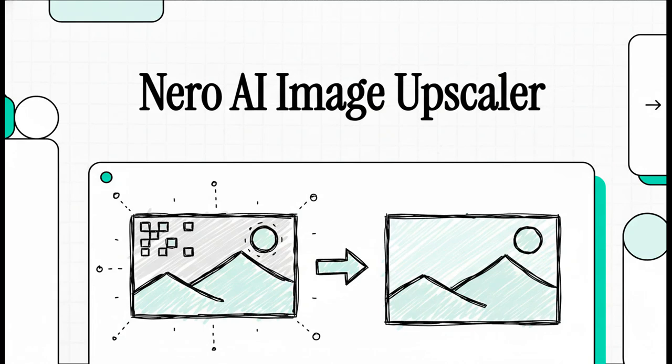All right, let's talk about something we've all run into. You find the absolute perfect image for something, but there's a catch. It's too small, or maybe it's just a blurry mess. Well, today, we're going to dig into a tool that claims it can fix that exact problem in just a few seconds. We're talking about the Nero AI Image Upscaler.